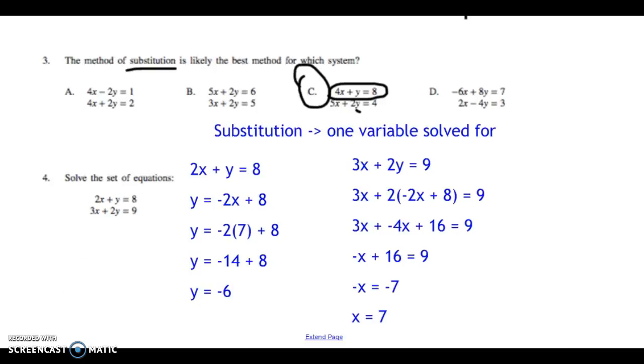Okay, so our final answer has to be in the form of a solution to the set of equations, which is an ordered pair. The first value, 7, because we found x to be equal to 7. The second value, negative 6, because that's the y value. Remember, it has to be x comma y as our answer.